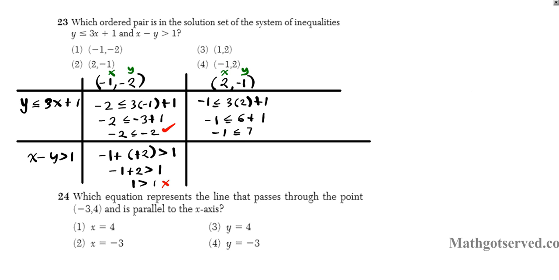-1 is less than 7, so the less than component of this inequality holds, so the statement is true. Alright, let's see if this coordinate satisfies the second equation. If it does, that'll be the answer. If it doesn't, we'll move on to option 3. Okay? So the question now is, is 2 minus negative 1 greater than 1?